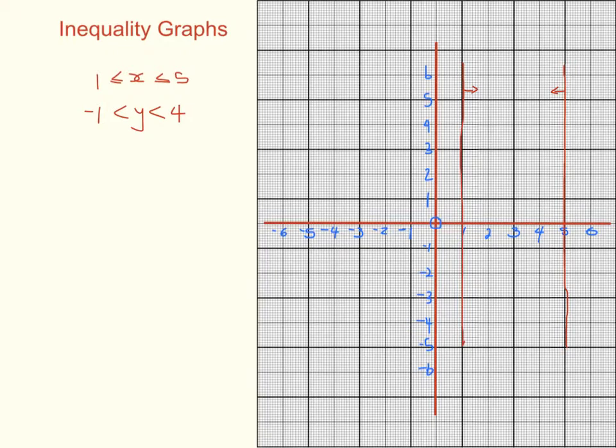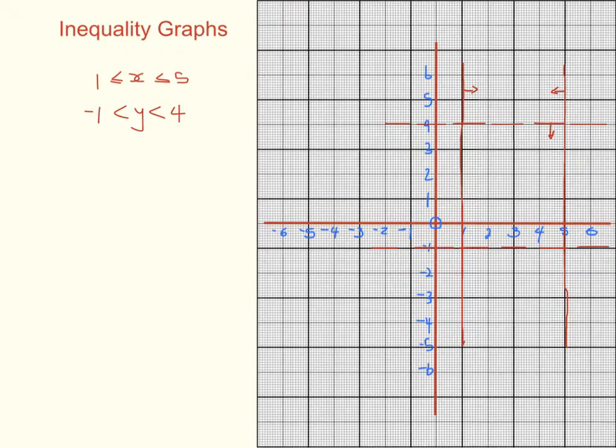Do the same thing here for the y. Y is less than 4. So this is where y is 4 on my y-axis, this whole line going across there. So I need a broken line for that one because it's not equal to. So that's going to be a broken line going across there. Because y is less than 4, I need to shade below that line. And coming back here, y is greater than minus 1. So this is where minus 1 is on my y-axis. So another broken line going across that one.